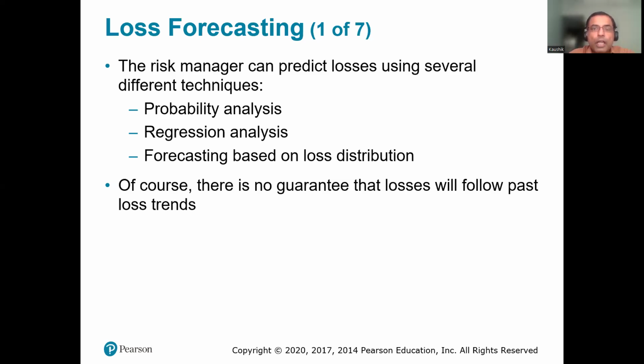Hello everyone. I will continue with the rest of chapter 4 in this lecture. So now we look at different techniques available for loss forecasting because it is important to analyze the loss and that will help you adopt suitable risk management techniques. So some of the techniques used in enterprise risk management are probability analysis, regression analysis, and loss distribution.